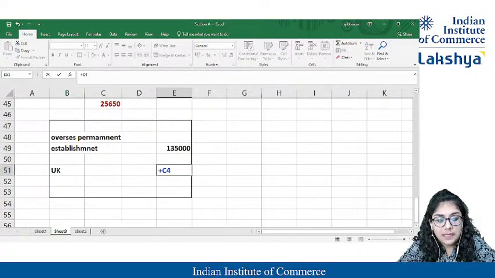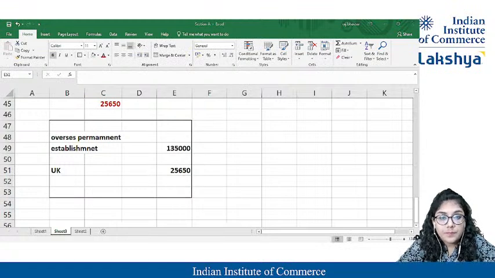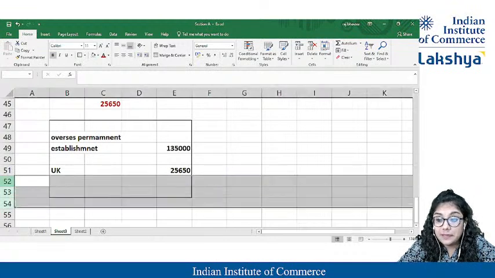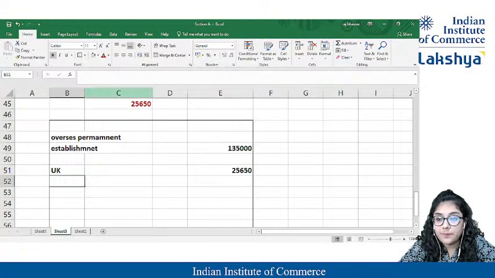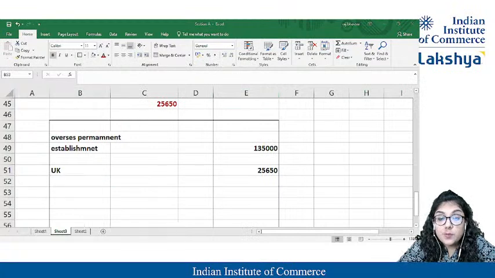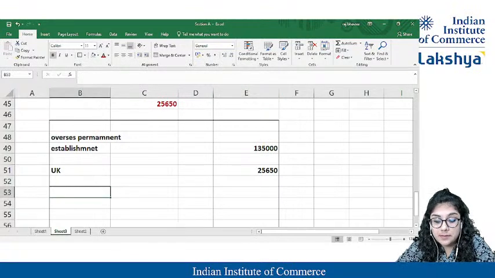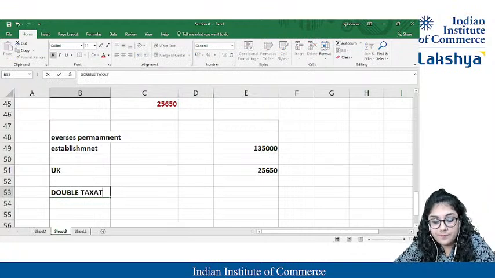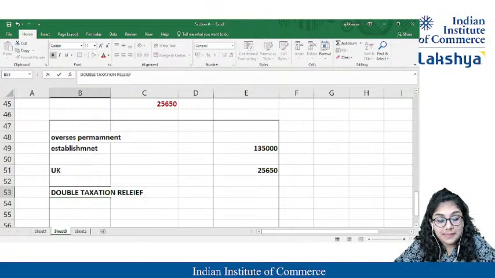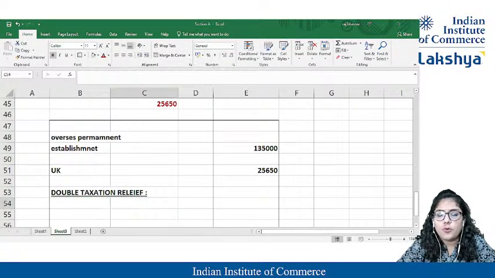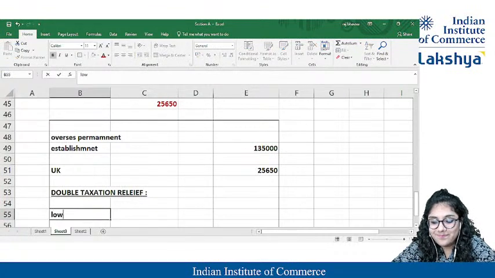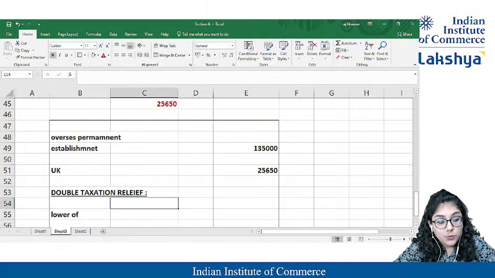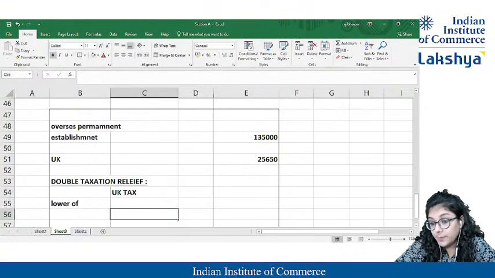Students, you know one thing, DTAA, how do I get this relief? Do you know how I am supposed to get the relief? To understand the double taxation relief, it is the lower of the situations. Lower of what, guys? Lower of UK tax or overseas tax? Okay, it's the lower of first UK tax, or it could be overseas tax.